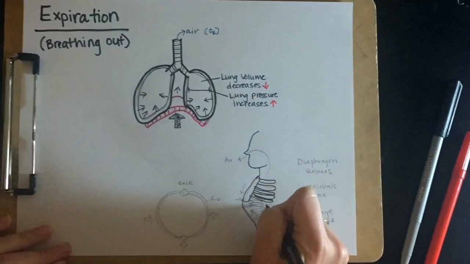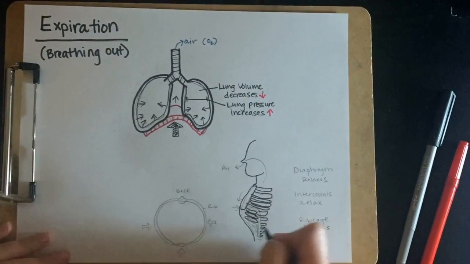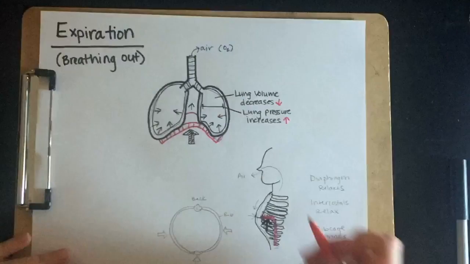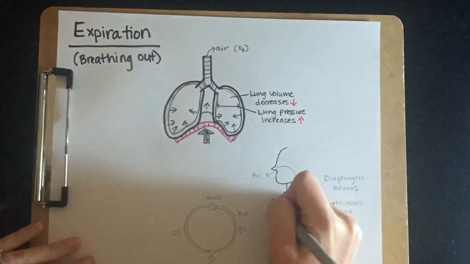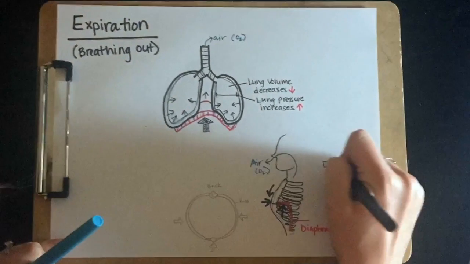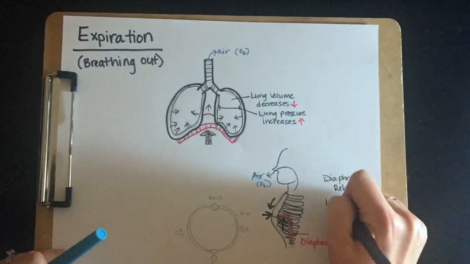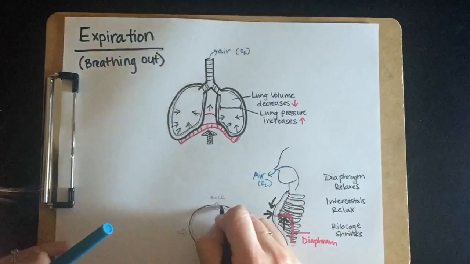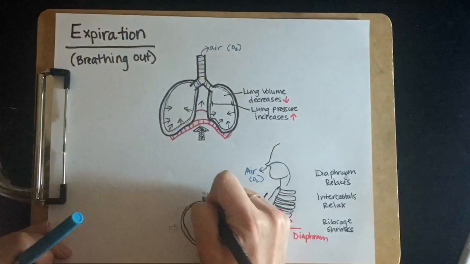So you'll see the chest wall move back to its resting place as the air is moving out. And the diaphragm, you'll see on the side view here, is back in its dome place. So the rib cage shrinks, the intercostal muscles relax, and the diaphragm relaxes.